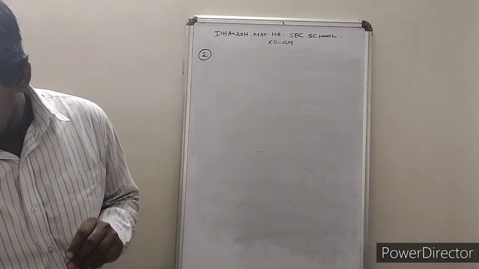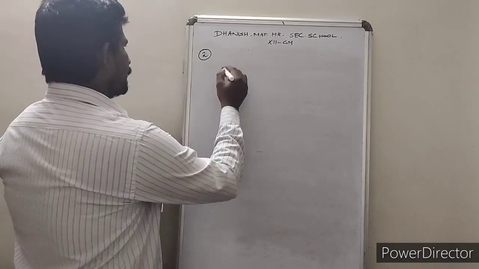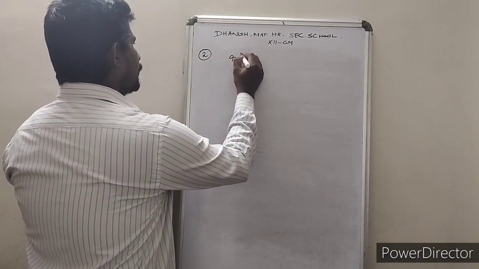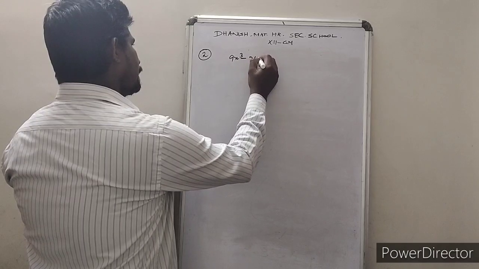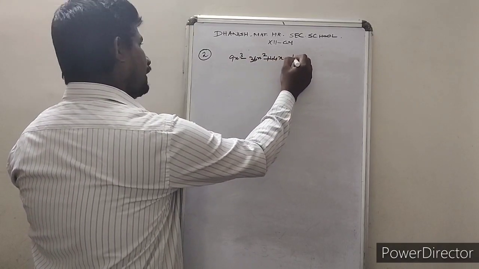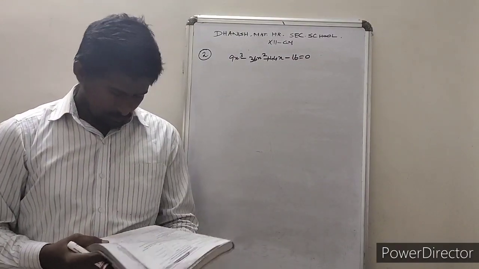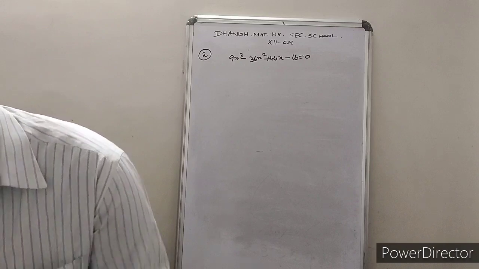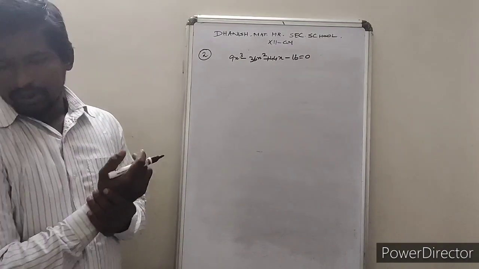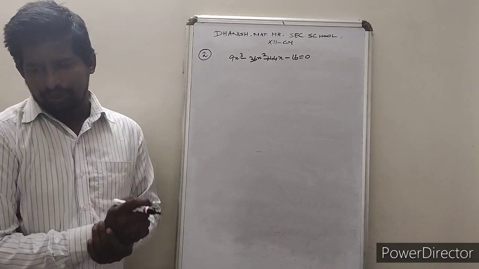See here, first we are going to write the given equation: 9x cube minus 36x square plus 44x minus 16 equal to 0. Now, what's the given information? If the roots form an arithmetic progression.